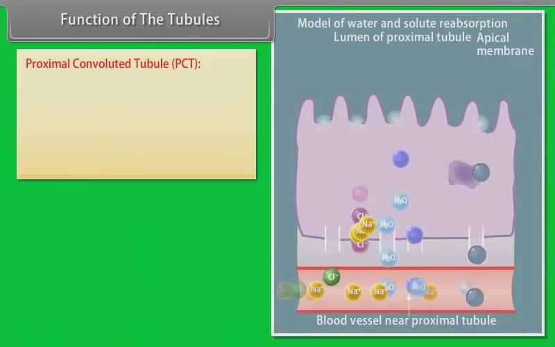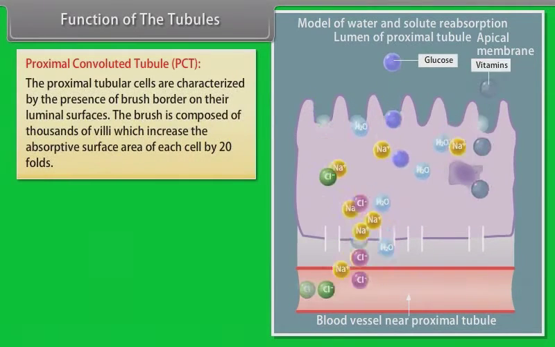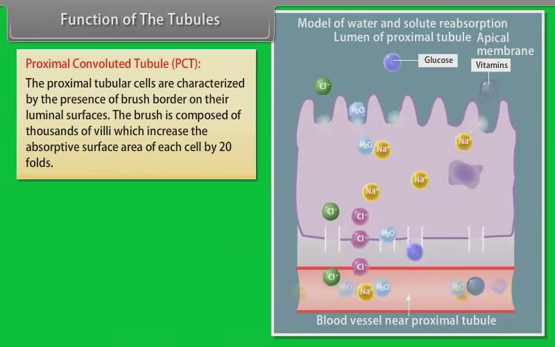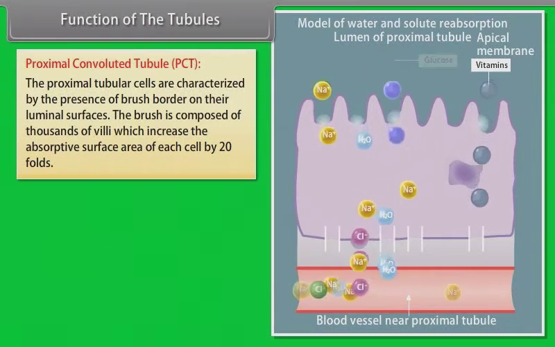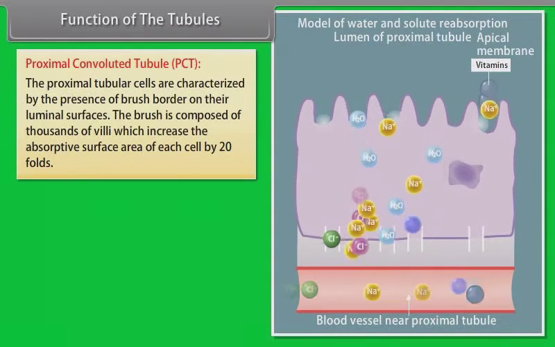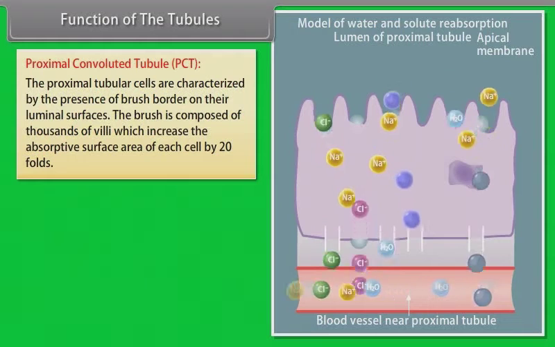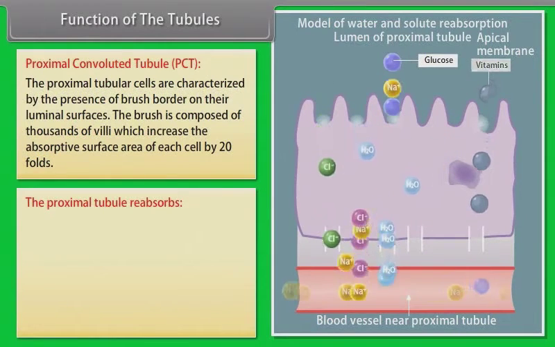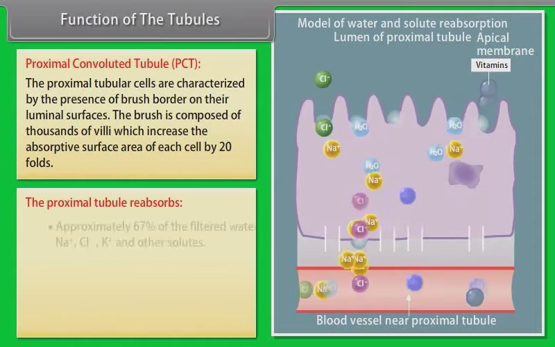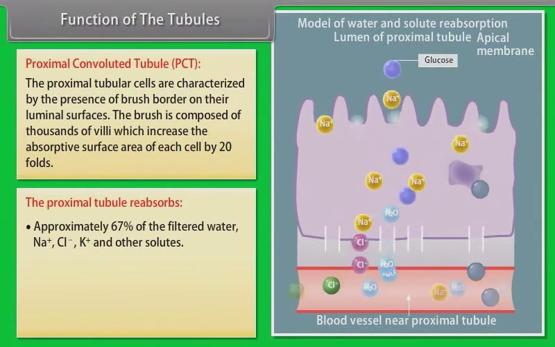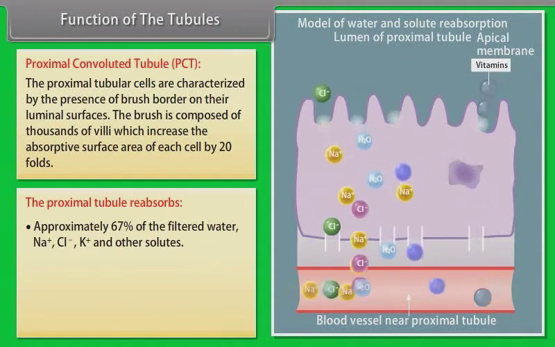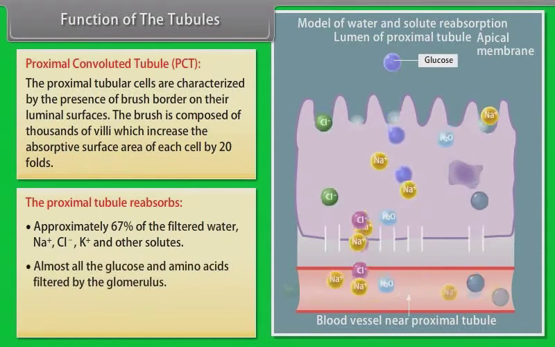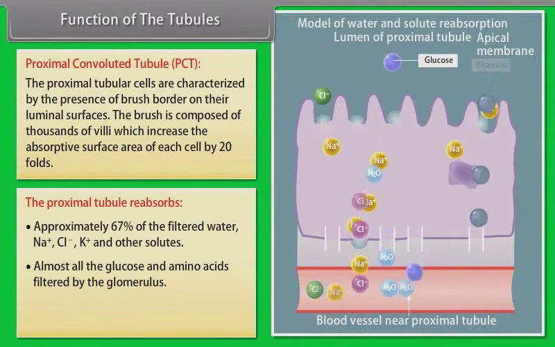Function of the tubules. Proximal convoluted tubule PCT. The proximal tubular cells are characterized by the presence of a brush border on their luminal surfaces. The brush border is composed of thousands of villi, which increase the absorptive surface area of each cell by 20 folds. The proximal tubule reabsorbs approximately 67% of the filtered water, Na+, Cl-, K+, and other solutes, and almost all the glucose and amino acids filtered by the glomerulus.